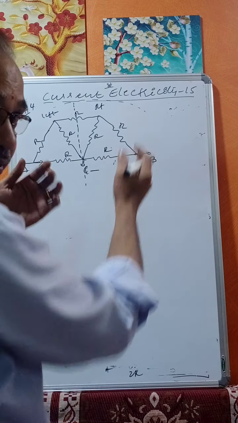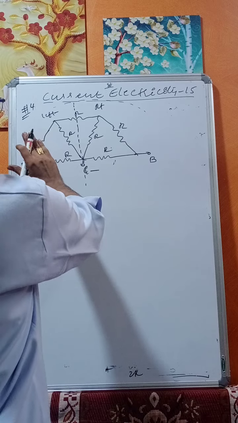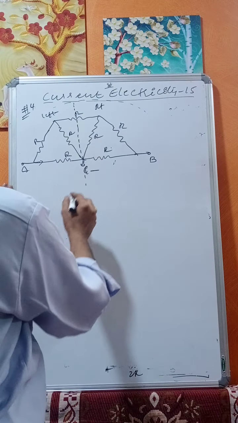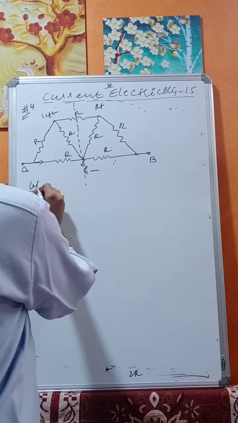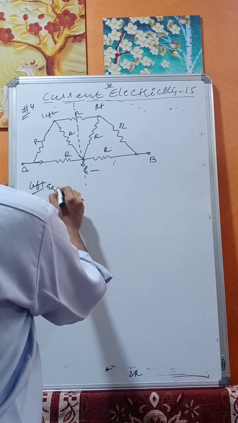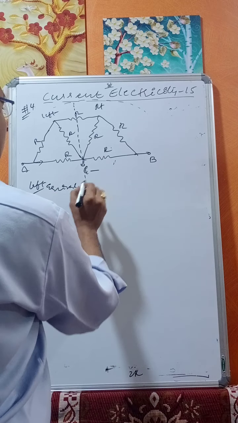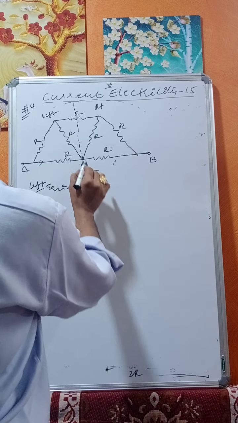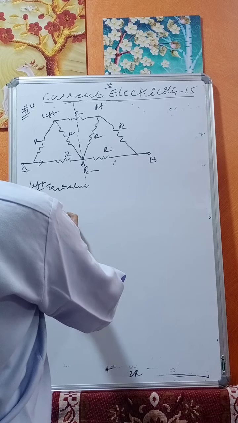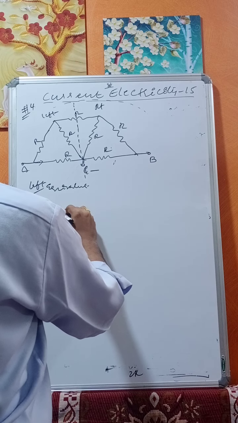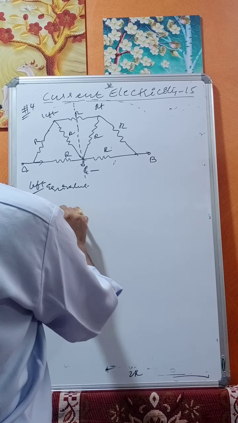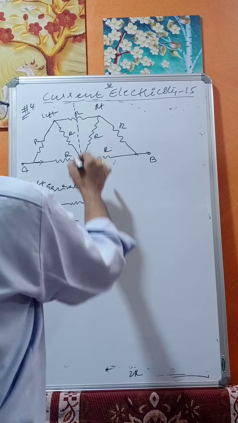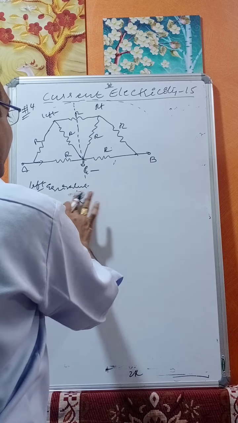If you fold this one, now this is the left side image and this is the right side image. Now first calculate the left equivalent. This is R, this is R, this is R, and this is this point. This was divided, therefore this becomes R by 2.